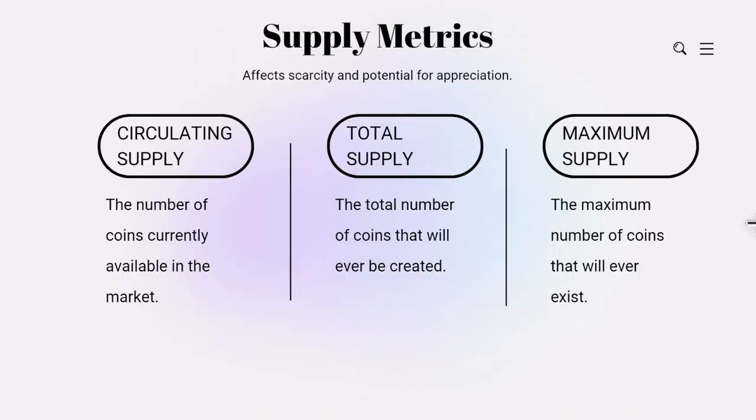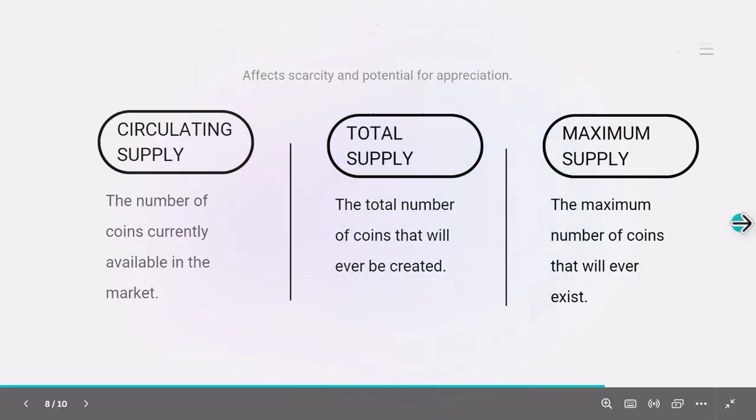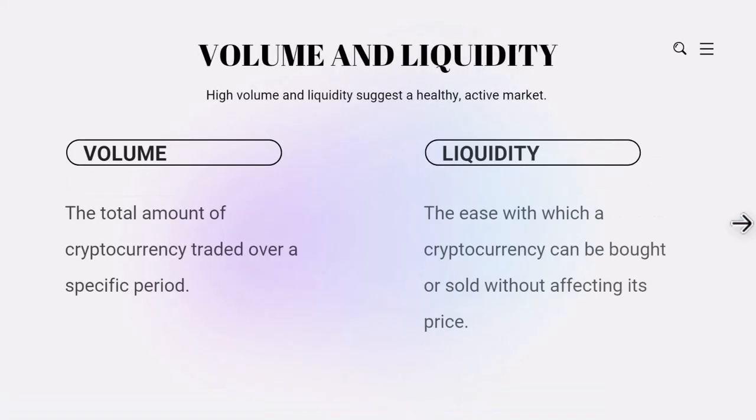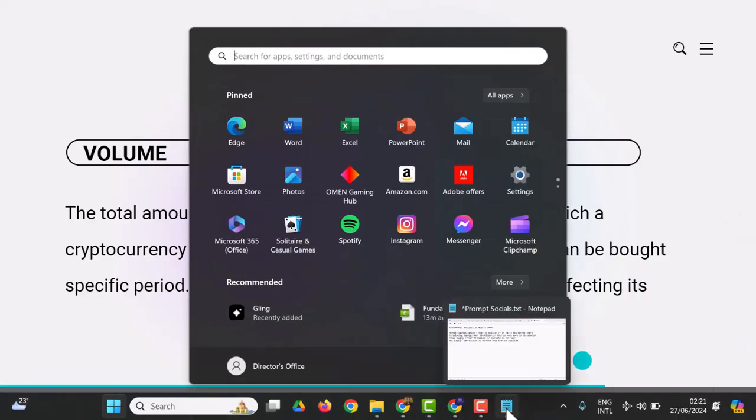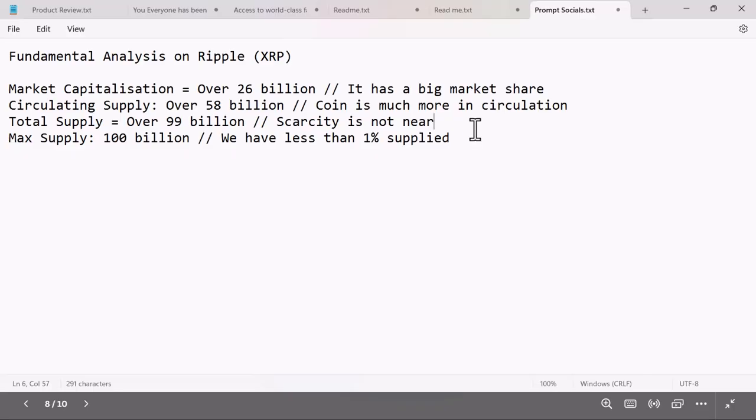And the next thing we're going to check is the volume. We're going to check for the volume metrics, and the first thing is the total amount of cryptocurrency traded over a specific period. High volume and liquidity suggest a healthy and active market. So we're going to check for the volume to see how active the market is, and we're going to check for liquidity.